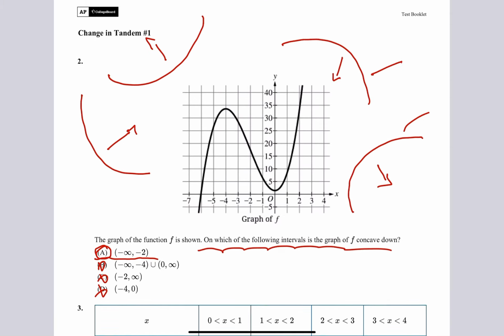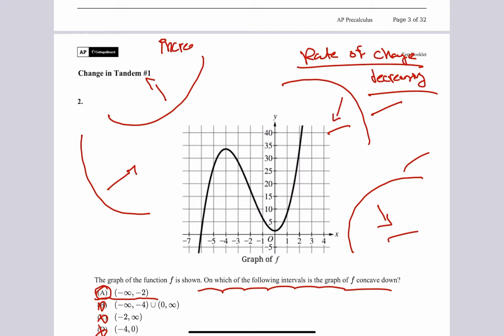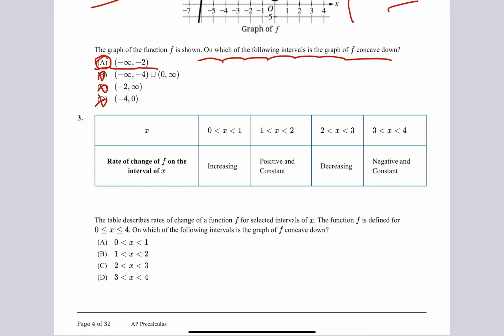So let's remind ourselves. The rate of change is decreasing when the concavity is facing downwards. It is increasing when the concavity is facing upwards. That's it. It's that simple. Let's have a look at this question. The rate of change of f on the interval of x is increasing from 0 to 1. They mentioned that. So what does this mean? This means that the concavity is upwards.